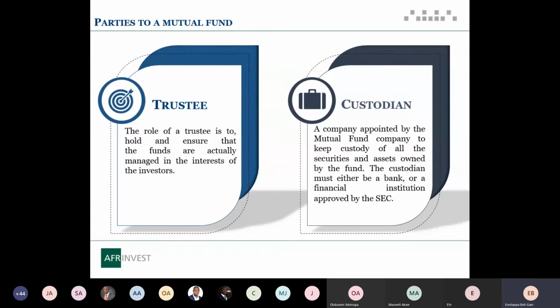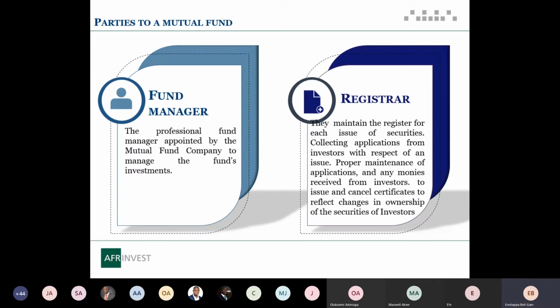So you can always go back to them with your evidence of investment and tell them, okay, I have so and so units of shares in this mutual fund, and I want to claim it, and then they should be able to provide you with your funds back. Like I've talked about, the fund manager basically manages the funds and everything about the mutual fund, and then you have the registrar.